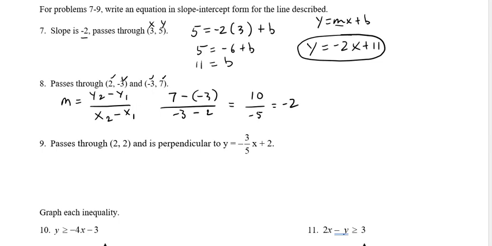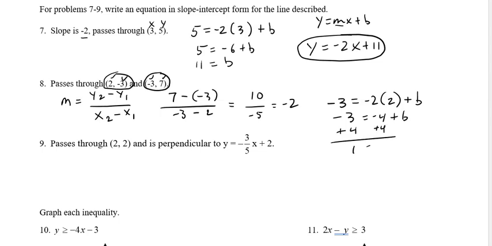And now you can pick either one of these points. It doesn't matter which. I'm going to use 2, -3. So y equals mx plus b, solve for b. All right, I'm going to add 4 to both sides. So I get b is 1. So the final answer for number 8 is y equals negative 2x plus 1.